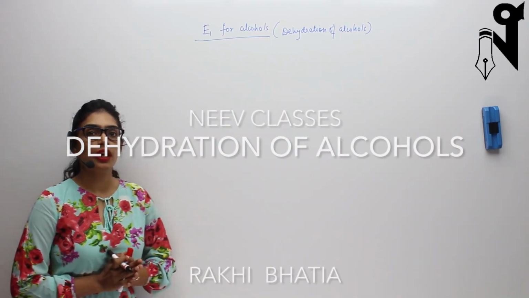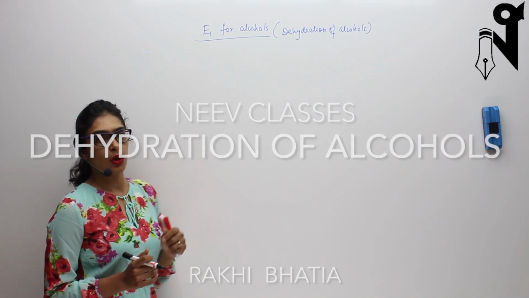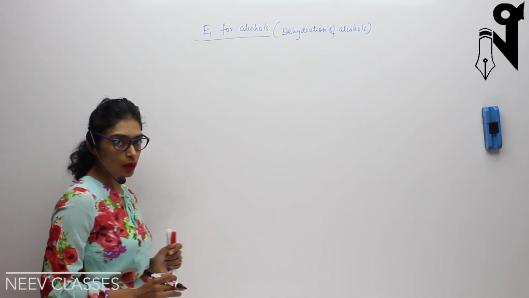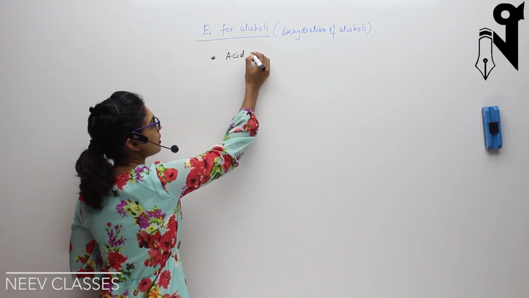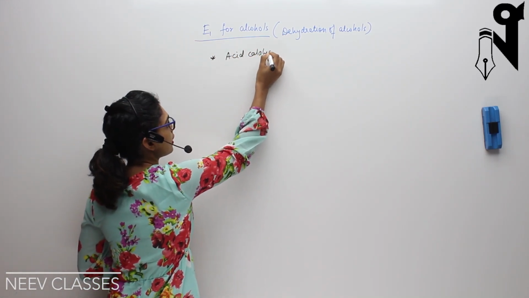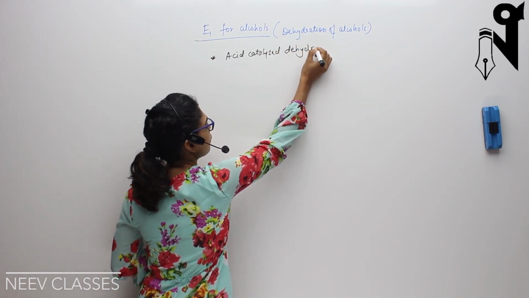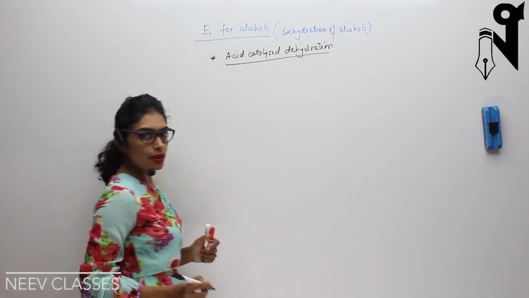So we have learned E1 reactions for haloalkanes. Now we are going to learn E1 reactions for alcohols. The first E1 reaction we are going to deal with is dehydration of alcohol. This is also called acid catalyzed dehydration.